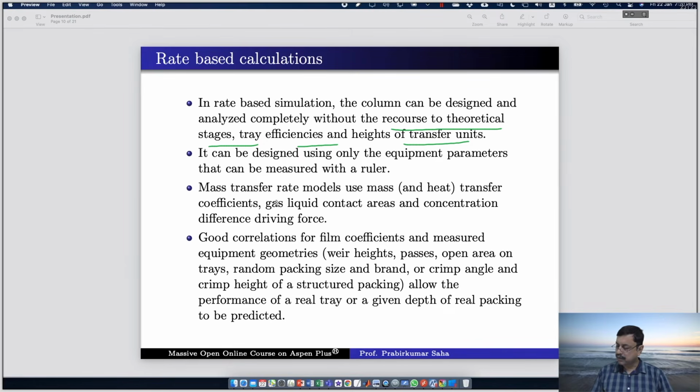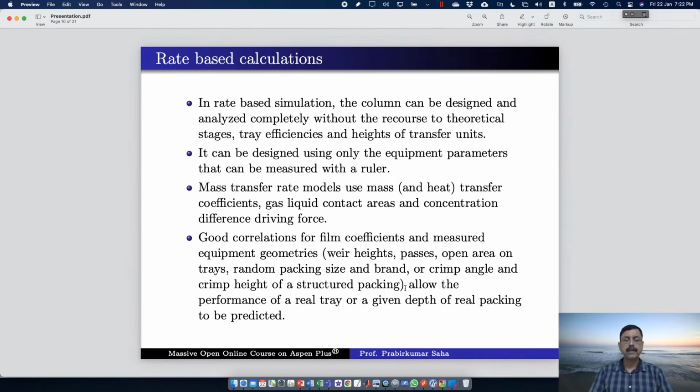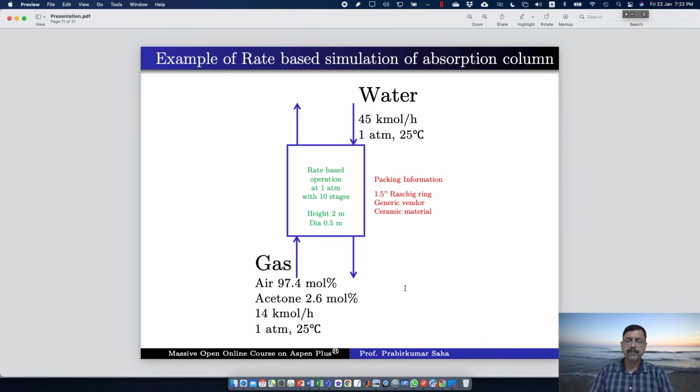Mass transfer rate models are used. Mass transfer coefficient, gas-liquid contact areas, concentration difference, and driving force are used. And good correlations for film coefficient and measured equipment geometries like weir heights, passes, open area on trays, random packing size, brand, crimp angle, crimp height of the structured packing, etc. These kinds of geometries allow the performance of a real tray or a given depth of real packing to be predicted. To understand that, let us take an example of an absorption column where rate-based simulation can be done.